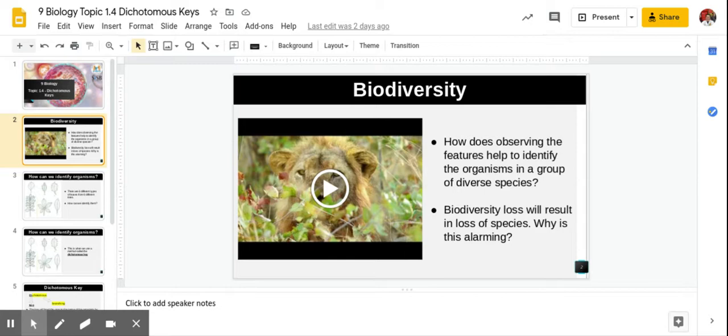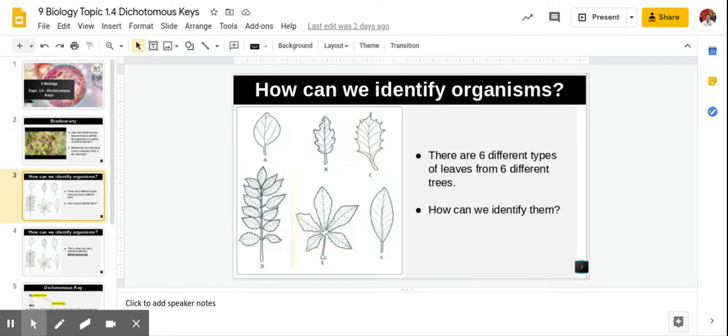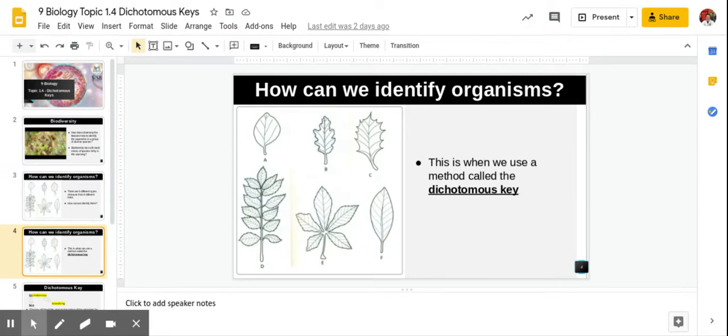We will run through it, as I've mentioned, on Wednesday, which is tomorrow. So, how can we identify organisms? If we look at the example given to you here, you have 6 different types of leaves from 6 different types of trees. The question here is, how can we identify them? Well, it turns out that we have a method which we call the dichotomous key.